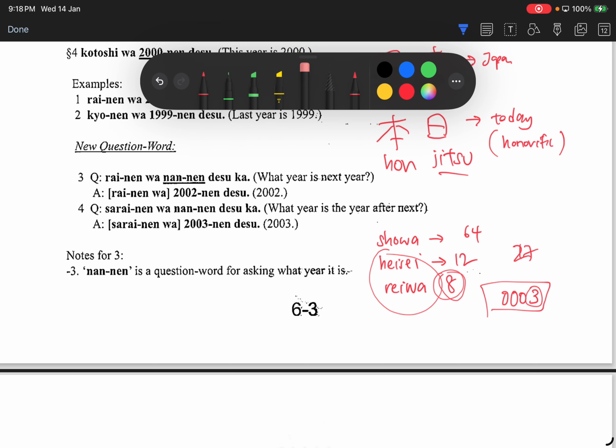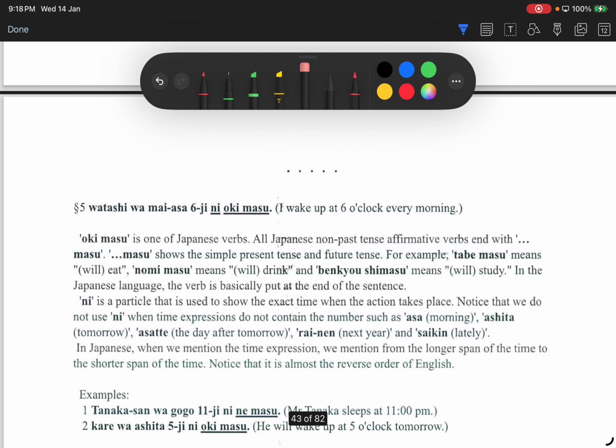Okay, let's talk about the next one. Number 5. 私は毎朝6時に起きます。So you see this ni particle over here. It is a new particle. And do you see the okimasu? Okimasu means to wake up. So we want to connect our time, which is 6時, to this verb, which is to wake up. So we say 6時に起きます.